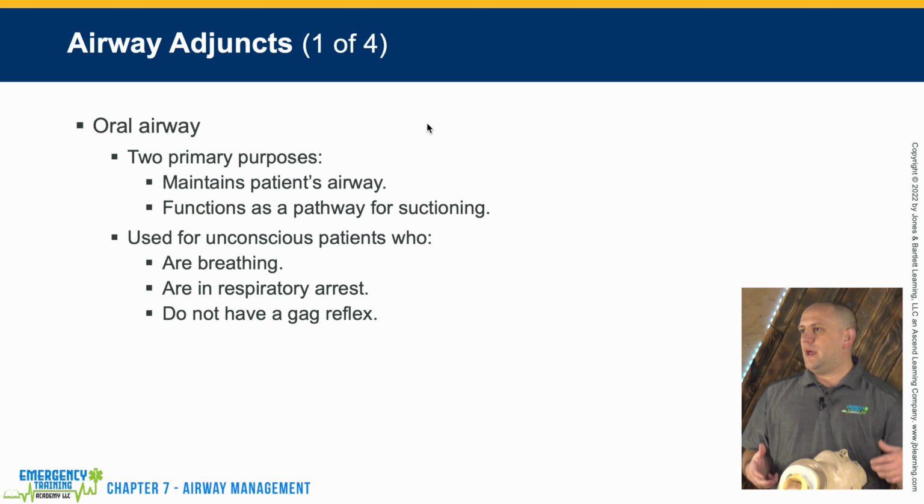Another way that we can open their airway and make sure that it stays open and maintained is by using some of our airway adjuncts. We have oral airways, and both types function similarly, but are slightly different. So we're going to start by talking about our oral airways. The two main purposes of our oropharyngeal airways are to maintain the patient's airway, and also to function as a pathway for suctioning for us.